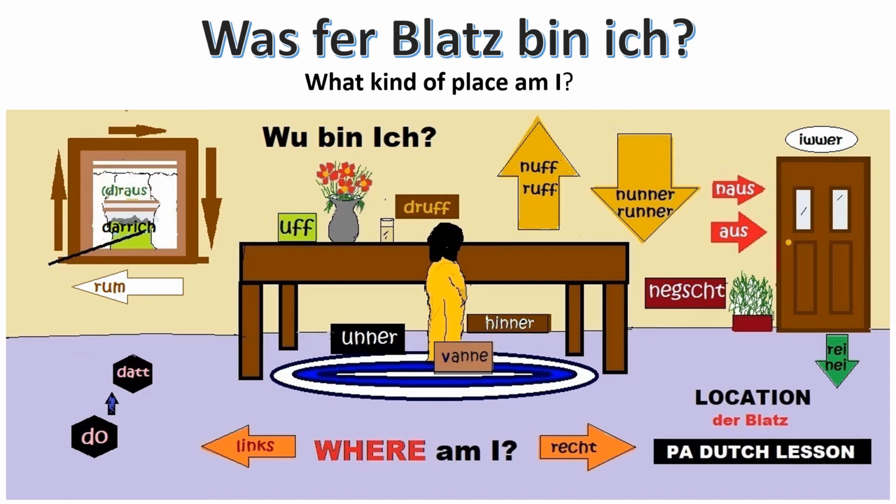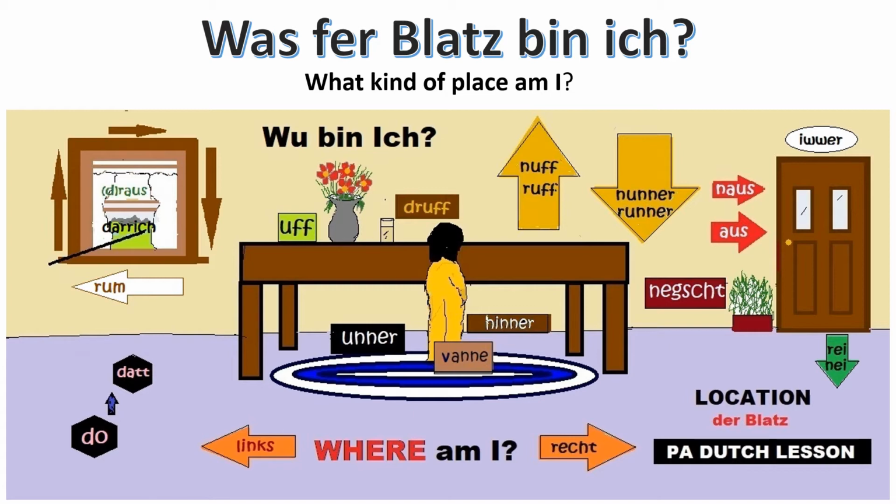Kumm rei, come in. Mir sin nei gelaufe, we walked inside. So rei means in, nei means that you walked inside. Mir sin nei, we're in. Next to the door is a planter. Nächst zu der Tür. Next to the door is the plant. Nächst is next to.